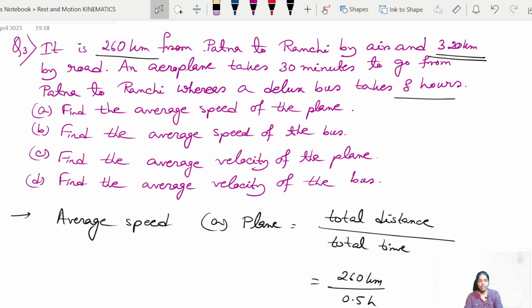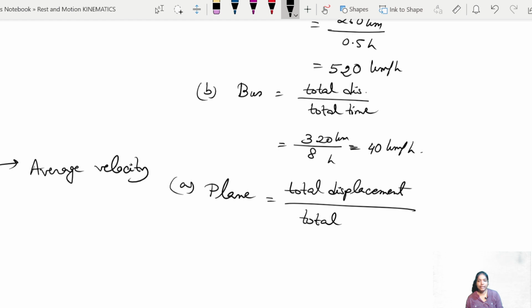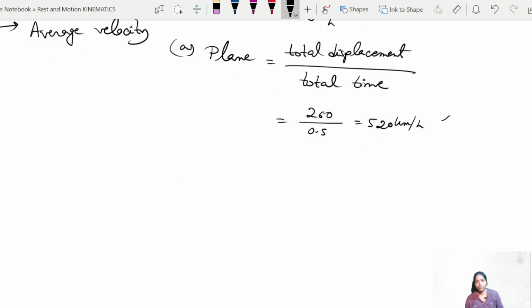So for the average velocity of the plane, the total displacement travelled by the plane, it is also 260, divided by the total time. So it is 260 divided by 0.5 again, and it will be 520 km per hour. But here we have to mention the direction also, and the direction of this average velocity is from Patna to Ranchi.